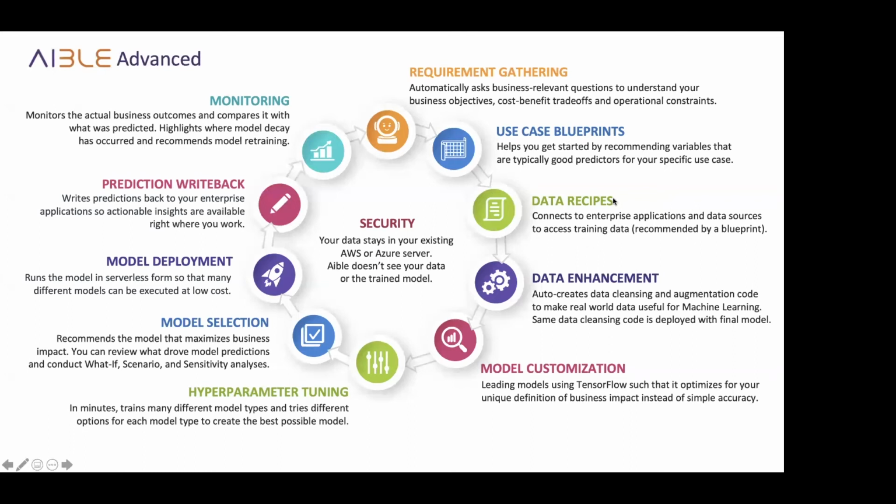The data recipe was the part where he specified how you're getting it out of Salesforce. The data enhancement was, for example, the interaction terms he added. It was data cleansing that had happened automatically. The model customization automatically happened, but that is what was causing Aible to be looking for the business impact, that cost-benefit trade-off, and it considered the operational constraint. Hyperparameter tuning, of course, happened automatically. Model selection was the part where it gave him a recommendation saying, hey, you should use this model and this will be the expected impact.